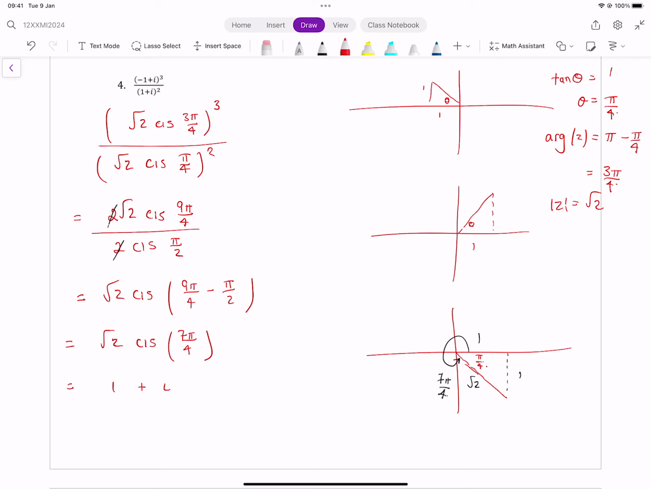1 plus i. But again, I've purposely written it wrong because we haven't considered what quadrant it's in. So this is in the 4th quadrant. So we're going straight across to the right by 1, but down by 1. So it's 1 minus i. Again, I always like to confirm that I'm right on my calculator. It just gives you peace of mind during an exam. Yep, 1 minus i is the answer, so we're correct.